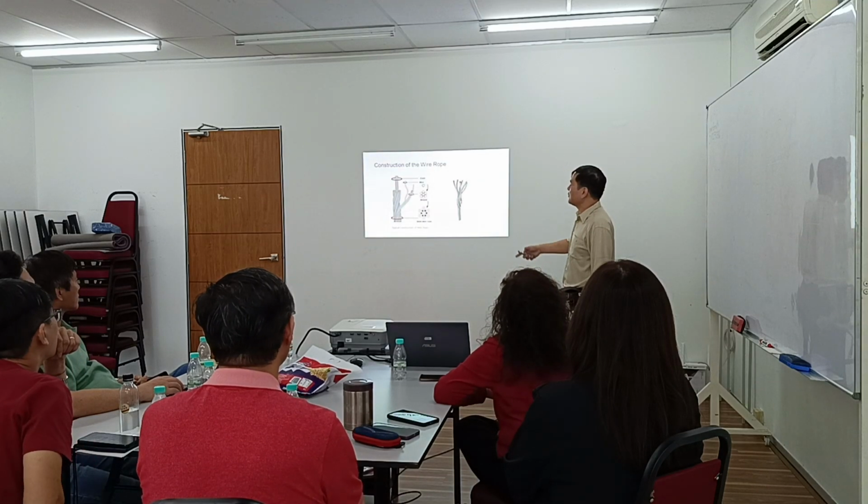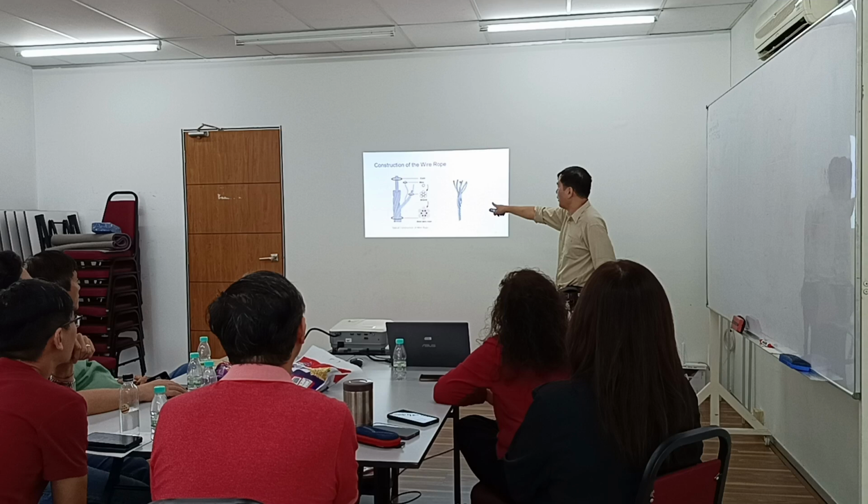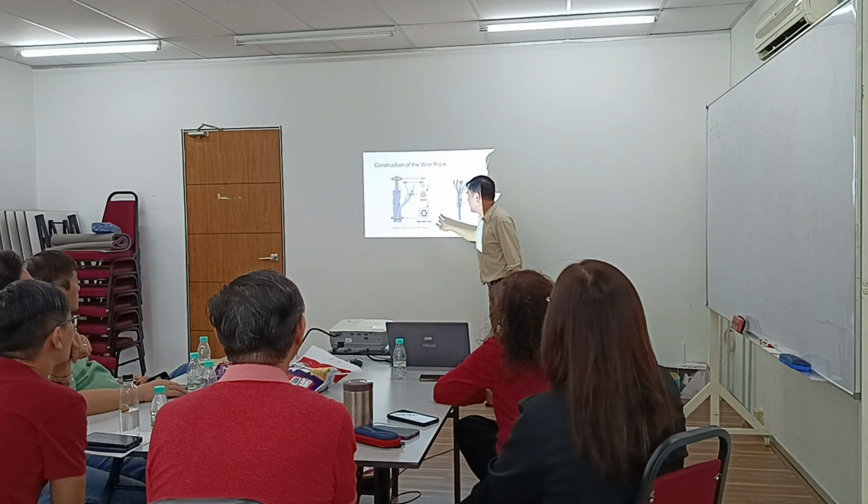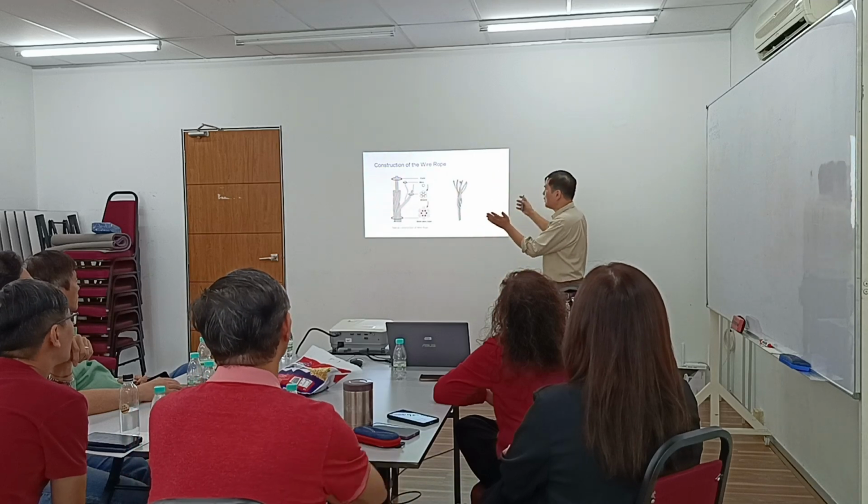So, construction of the rope. Now this is the coil. There are wires. This is the strand, and then after that they have another strand. So this is the typical construction.